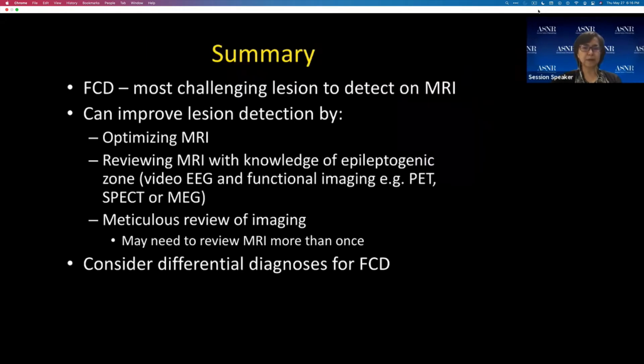So to summarize, focal cortical dysplasia is one of the most challenging lesions to detect on imaging. You can improve lesion detection by optimizing the MRI, reviewing the MRI with knowledge of the location of the epileptogenic zone, and with meticulous review of the imaging. Sometimes it may be necessary to review the imaging more than once in order to pick up a subtle lesion. Last but not least, consider the differential diagnosis for focal cortical dysplasia.